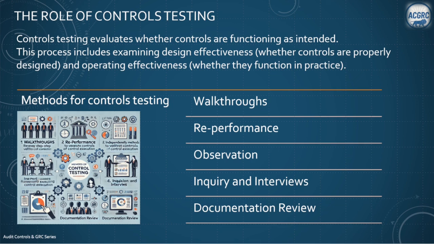Let's go through them one by one. Walkthroughs. This is where we review a control by tracing a transaction or process from initiation to completion. That's walkthrough. When we manually execute a control to verify its effectiveness, this is known as reperformance. Monitoring employees or systems to confirm adherence to control is categorized as observation.